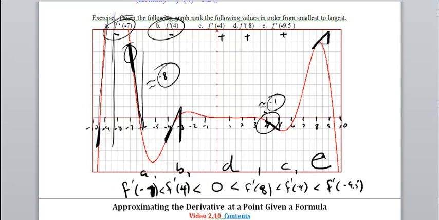Alright, we'll come back in our next video and talk about how we can approximate the derivative if we have a formula instead.